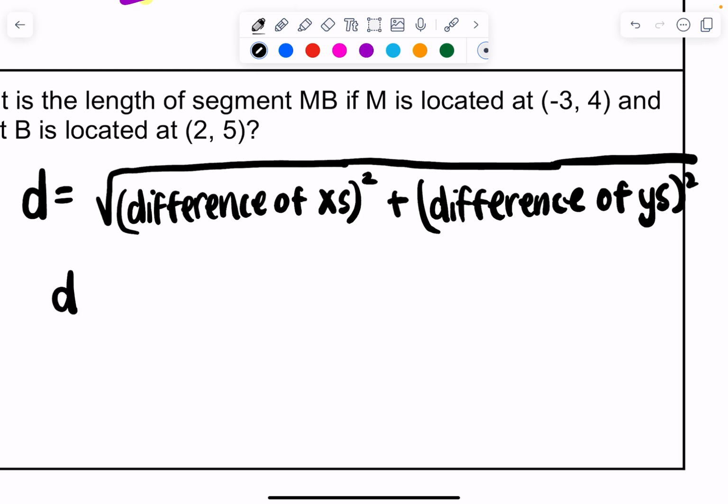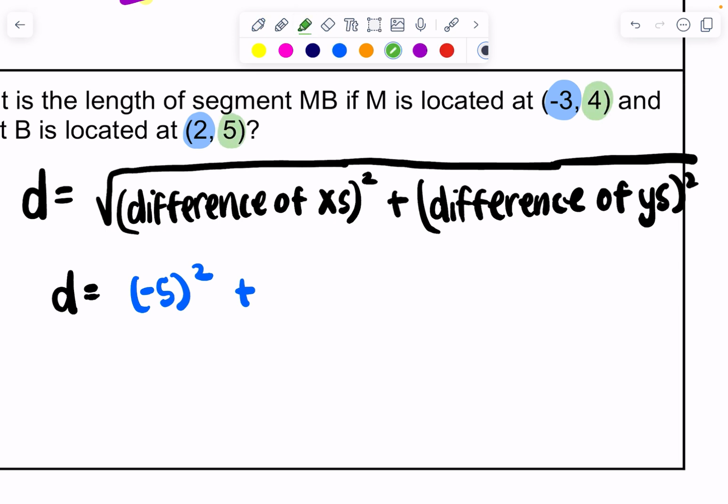So for this particular problem, the difference of our x's, so our x values are -3 and 2. I'm going to type it in my calculator, -3 minus 2, and that gives me -5. I'm going to keep it in parentheses. So that's -5 squared plus the difference in my y's. My y's are 4 and 5. So I'm going to do 4 minus 5, and that gives me -1. So I'm going to put in parentheses -1 squared, and then we're going to take the square root of that answer.